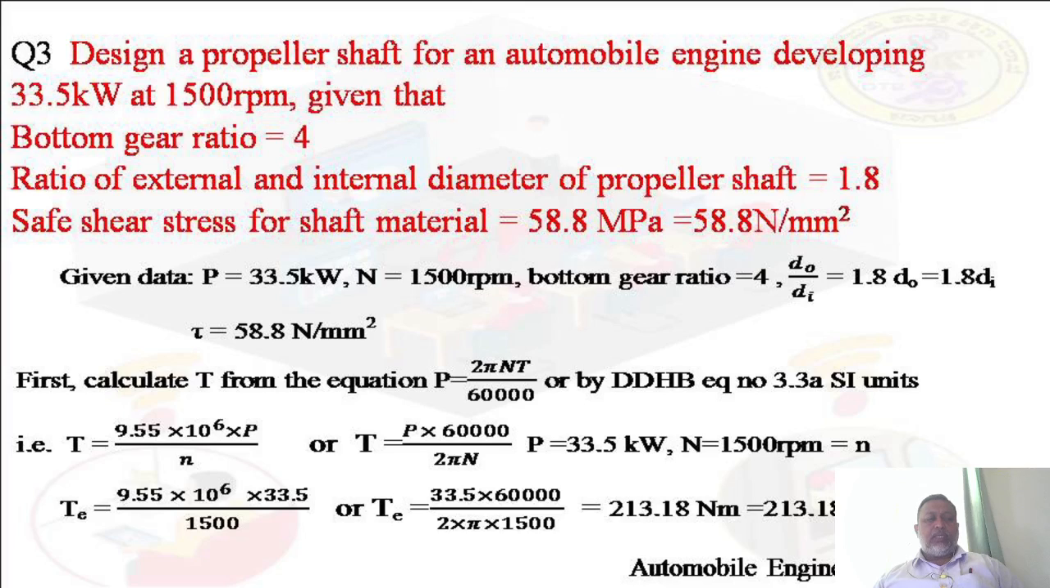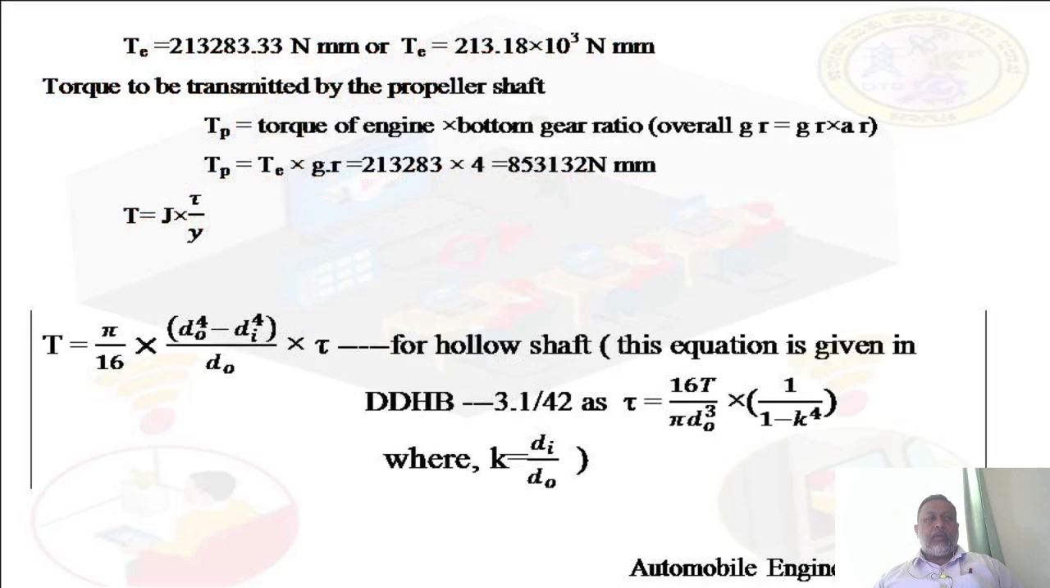Substitute the values to get torque first. Torque of the engine can be obtained as 9.55 into 10 raised to 6 into 33.5 by 1500. From this I get the torque of the engine as 2.132 into 10 raised to 5 Newton mm, or 213.18 into 10 raised to 3 Newton mm. After getting the engine torque, I calculate the propeller shaft torque, which is given by T into gear ratio, 213,283 into 4. When I multiply, I have 853,132 Newton mm.